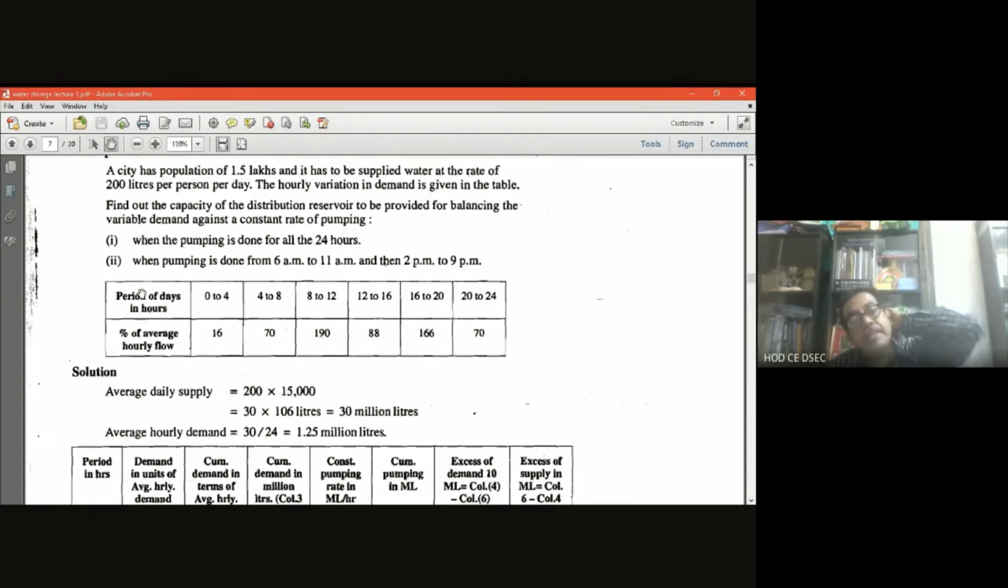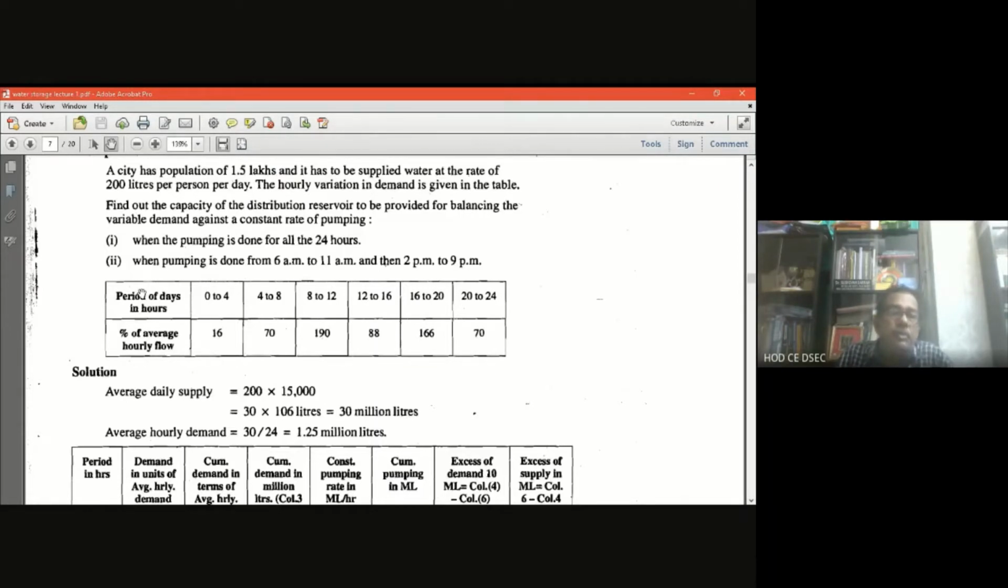And when the pumping is done from 6 to 11 and 2 to 9, that means 5 hours and 7 hours, so a total of 12 hours are operating, and this is the second case. In the first case, we have to determine the capacity of the tank considering pumping operation for 24 hours.